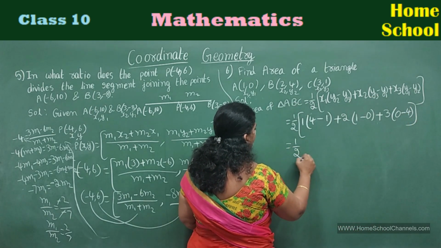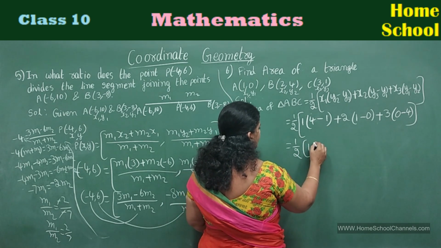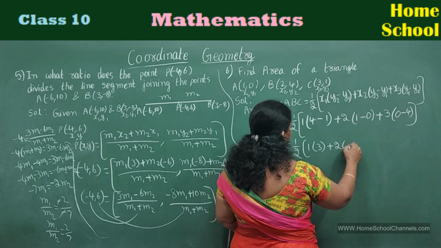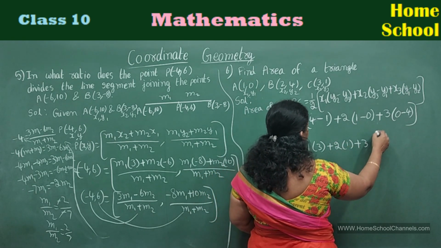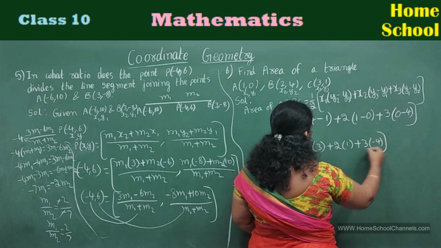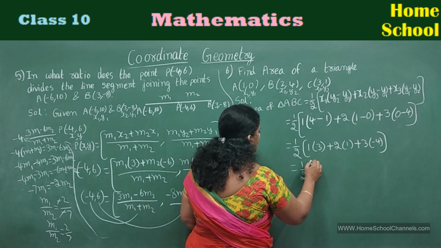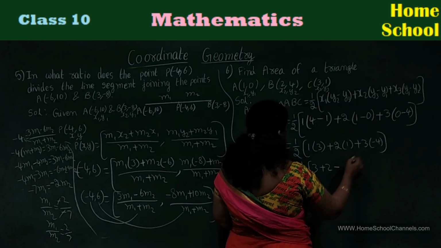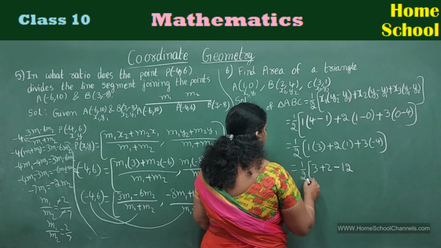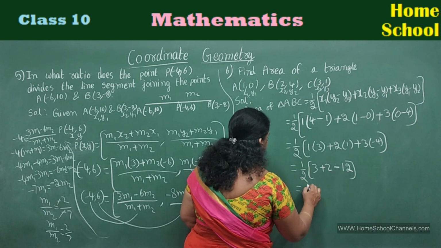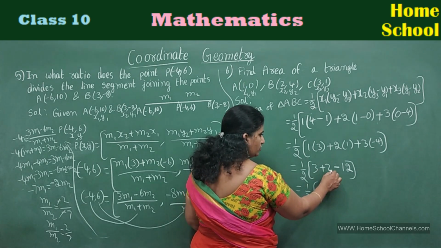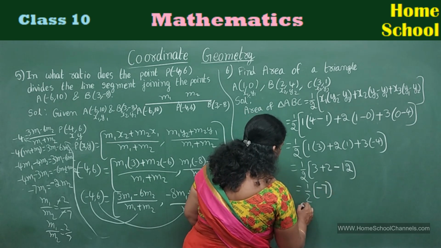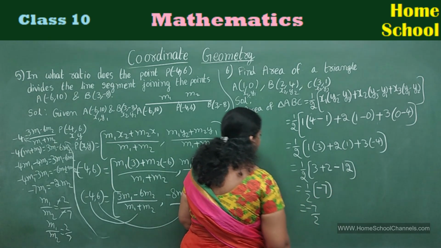equal to half of 1 into (4 - 1 will be 3), 1 into 3 plus 2 into (1 - 0 is 1) plus 3 into (0 - 4 is -4). And this one, 1 3s are 3, 2 1s are 2, plus and minus minus, 4 3s are 12. Next, half into 3 plus 2, 5. 5 - 12 will be -7. So, you got here -7 by 2.